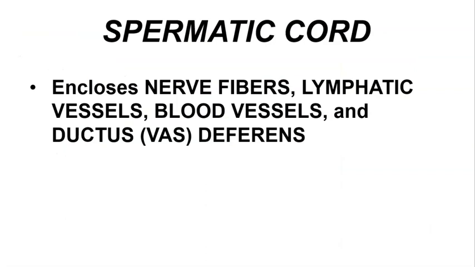The spermatic cord is the structure that attaches the scrotum to the body wall, and it contains within it a series of blood vessels and capillaries, nerve fibers, lymphatic vessels, as well as a duct that's referred to as the ductus deferens, which is also referred to as the vas deferens.